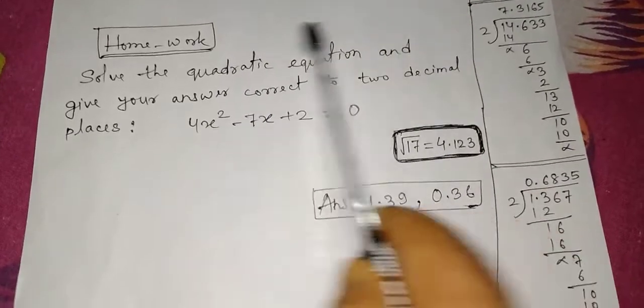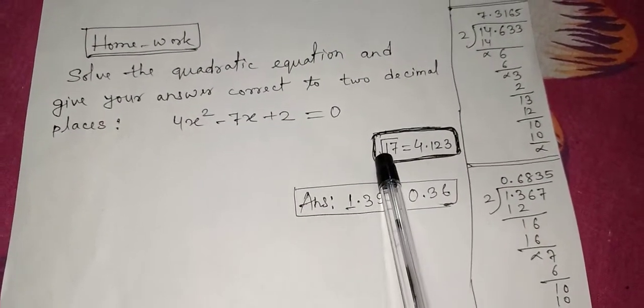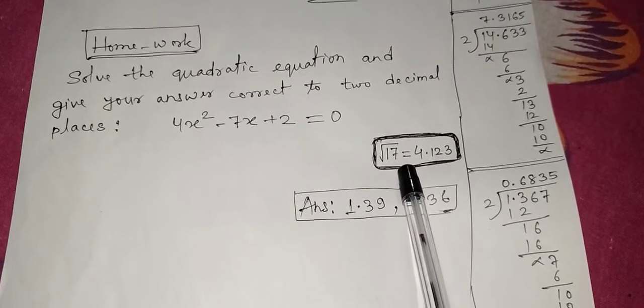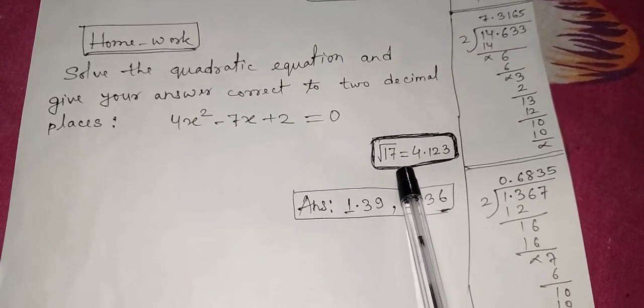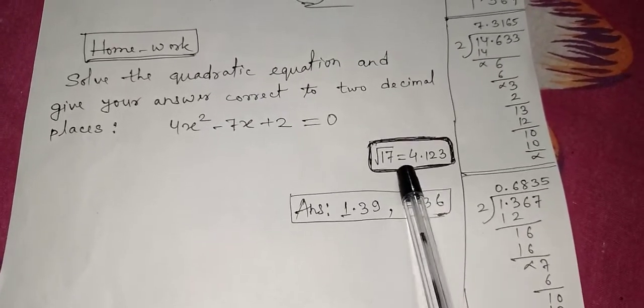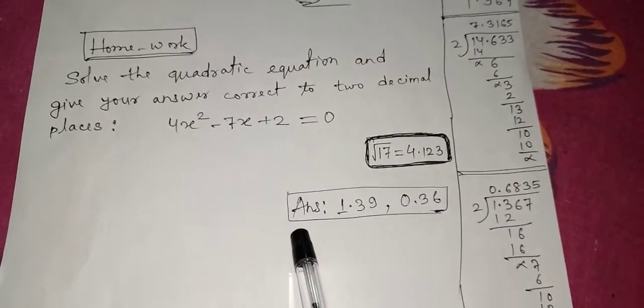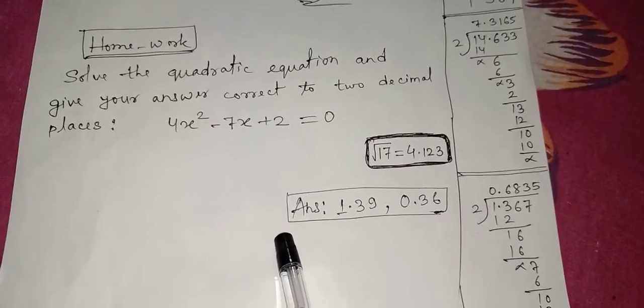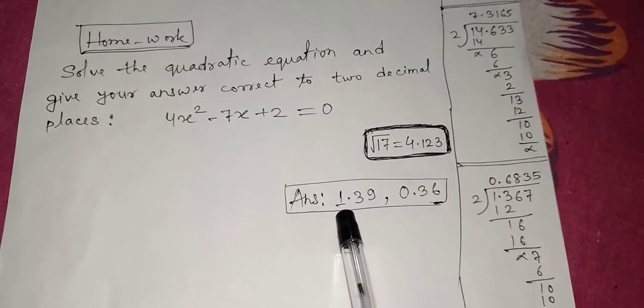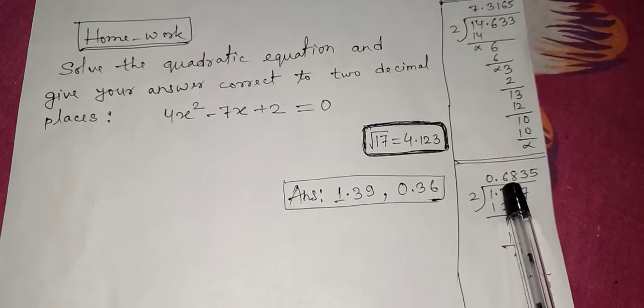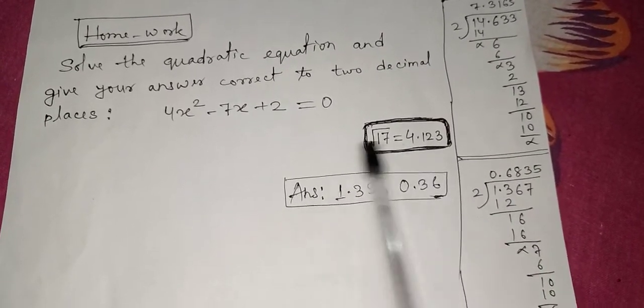Same type of question I have given you as homework. You will get root 17 in the question while doing the solution. So that time root 17 value you can put 4.123 and your final answer will be like this. As you have to take 2 decimal places, so even if you get 3, 4 decimal, you have to convert it into 2 decimal places.